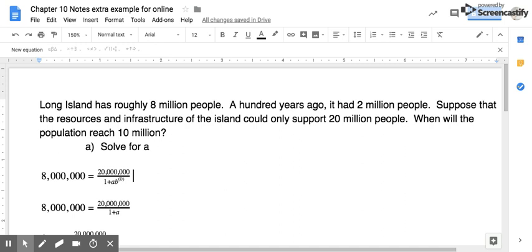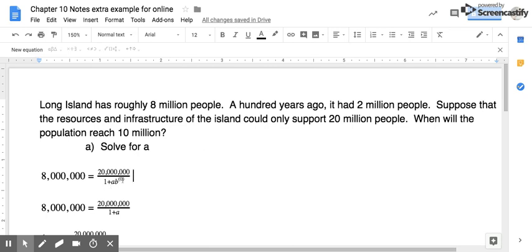All right, so I'm trying to find out when the population of Long Island will reach 10 million people. So the first thing I'm going to do is solve for A. I need to look at when the current time, when the year equals zero, and that is 8 million people, a year equals zero.